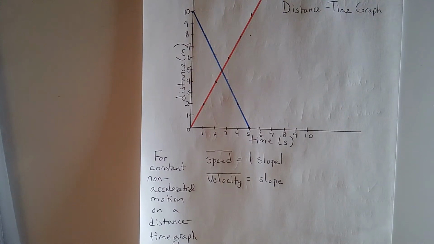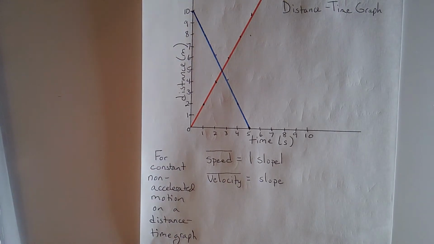Hey guys, okay, we're going to do a little bit with a distance time graph, and we're going to look at both average speed and average velocity. So if we have just a nice, constant, non-accelerated motion on a distance time graph, then our average speed is equal to the absolute value of the slope. Our average velocity is equal to just the slope. We don't have to worry about doing absolute value.